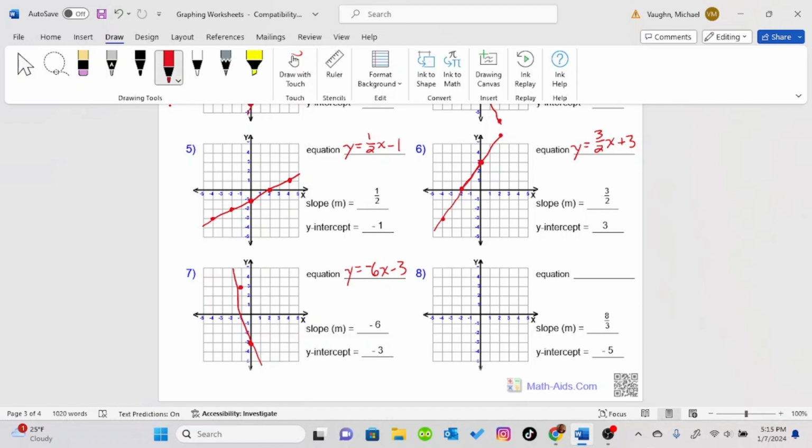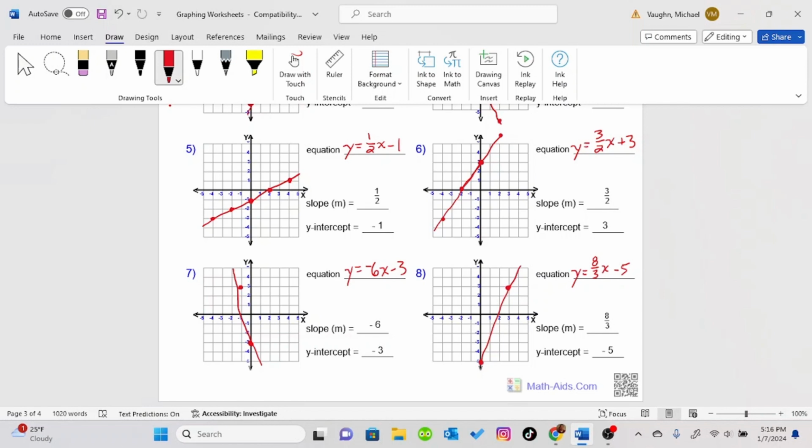And finally, number 8, the y-intercept is negative 5. So we go down to y is negative 5, and we put our y-intercept. Our slope is 8 over 3. That tells us to go up 8, right 3, and put our next point. Now we can draw the line connecting them, and we have our graph. And again, the equation is y equals the slope x the y-intercept.